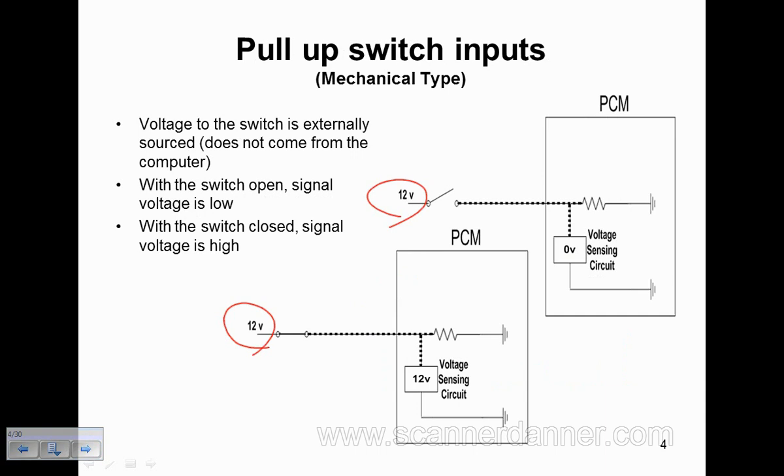Externally sourced, internally grounded, and notice the difference now. With the switch open, there's no voltage here at all. So the computer's going to read 0 volts, just 0 here with the switch open. Switch closed, this is going to be 12. Computer reads 12.